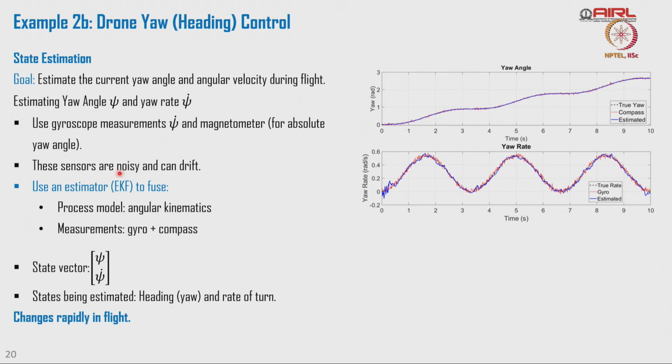Here I am using the extended Kalman filter. We will talk about the extended Kalman filter in the next lecture. We use the angular kinematics, we use the gyro and compass measurements, and we get the states psi and psi dot, right. This shows how heading and rate are estimated. Just giving you a sample measurement from the actual experiment, right. We have the true yaw, we have the compass, we have the estimated one, and we have the yaw rate, and how close the estimated one is with respect to the true value.